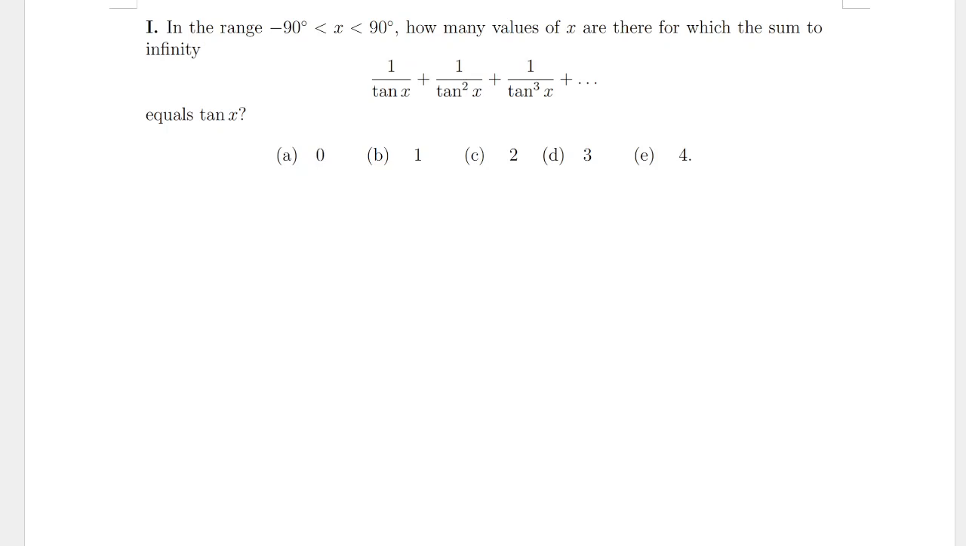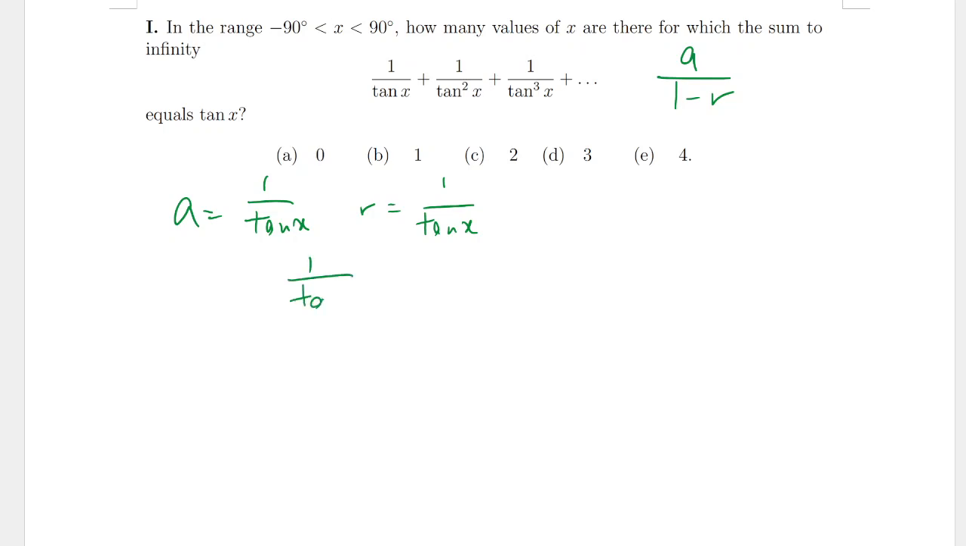Because it's a sum to infinity, we use the formula. What's the equation? The equation is a over 1 minus r, right? So what's the a? A is 1 over tan x. What's my r? My r is also 1 over tan x, because you multiply by 1 over tan x each time such that the power down there increases constantly. Okay, so off we go.